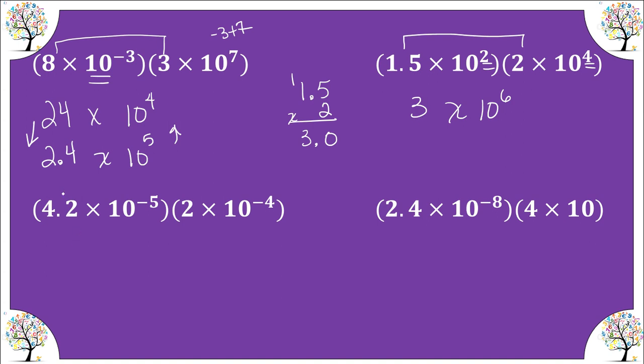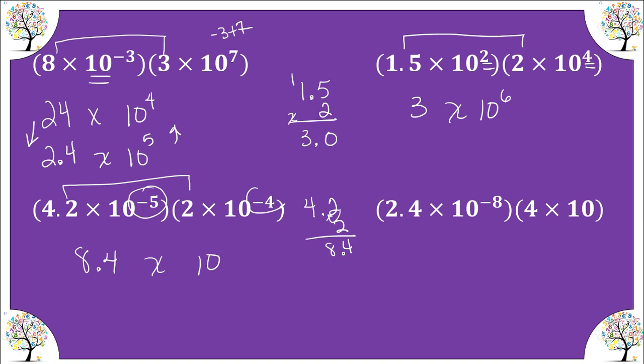The next one, we have 4.2 times 2, and we're going to multiply. 2 times 2 is 4, 2 times 4 is 8, and I have 1 decimal place, so we get 8.4 times 10, and I need to add these exponents and get negative 9. Then we ask ourselves, is 8.4 between 1 and 10? And it is, so I do not need to make any adjustments.